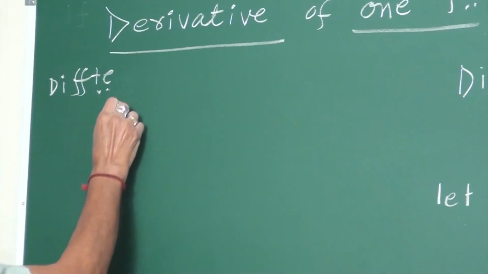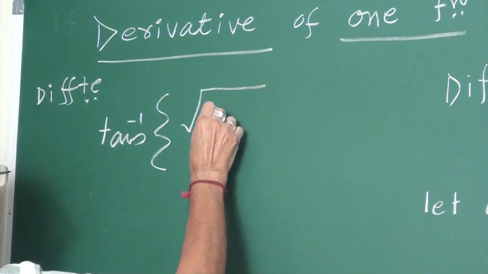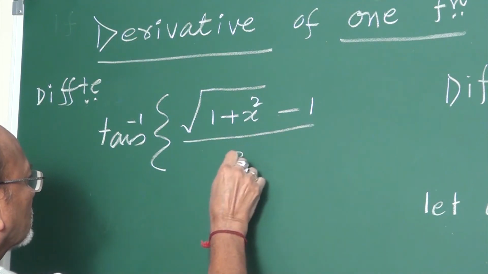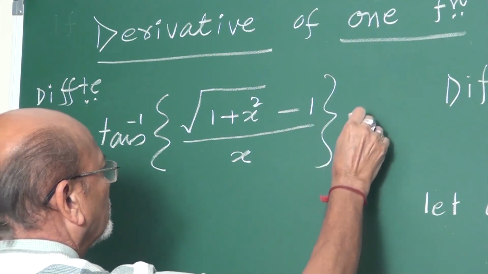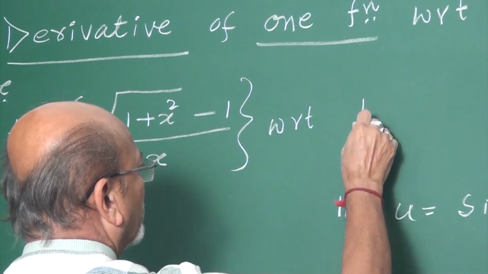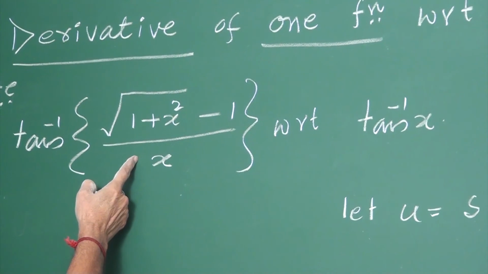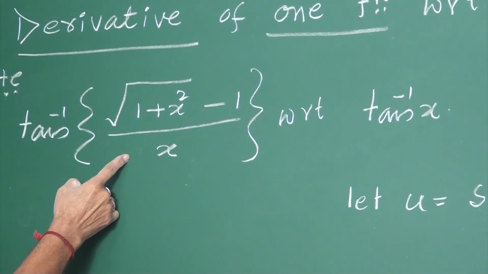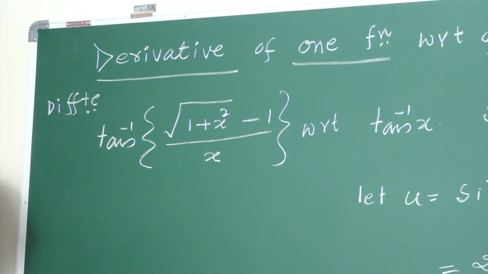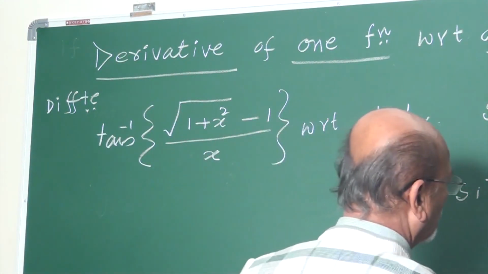Differentiate tan inverse of square root of 1 plus x square minus 1 upon x with respect to tan inverse x. They may give this. You know this. What is this? We have done this as half tan inverse x. Derivative of half tan inverse x with respect to tan inverse x, the answer you get as what? Half.